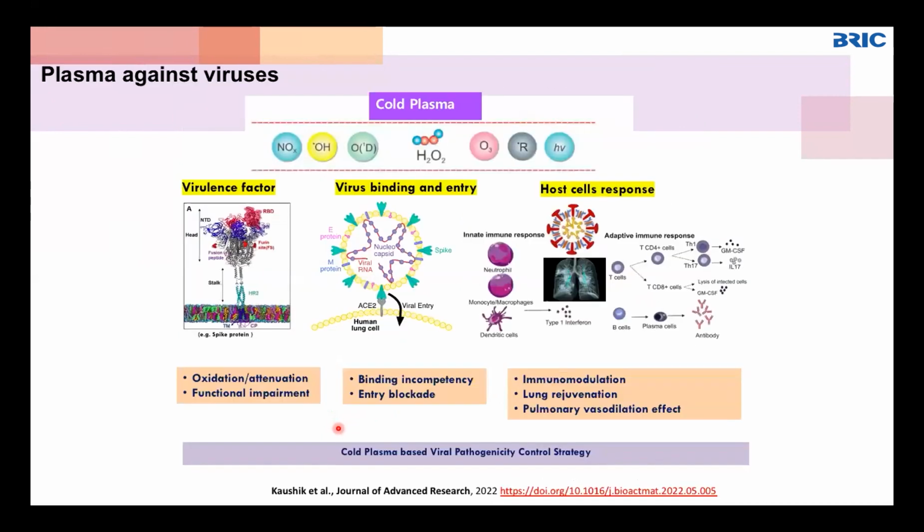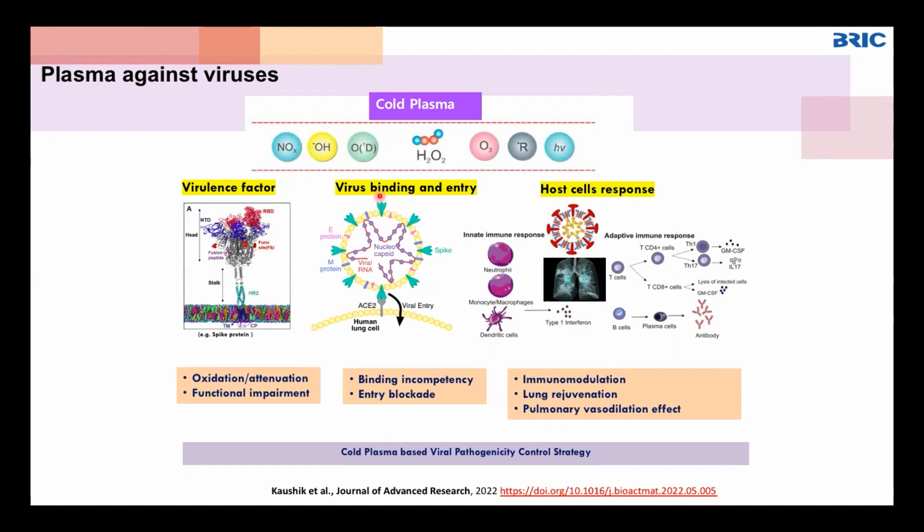But during the Corona pandemic in 2020, which started in March in Korea, as I remember, we thought we could check the inactivation effect of plasma on viruses. So we tried many strategies and focused on three main things. One is the virulence factor of the virus, which in the SARS-CoV-2 case was the S protein on the virus. And one is virus binding and entry.